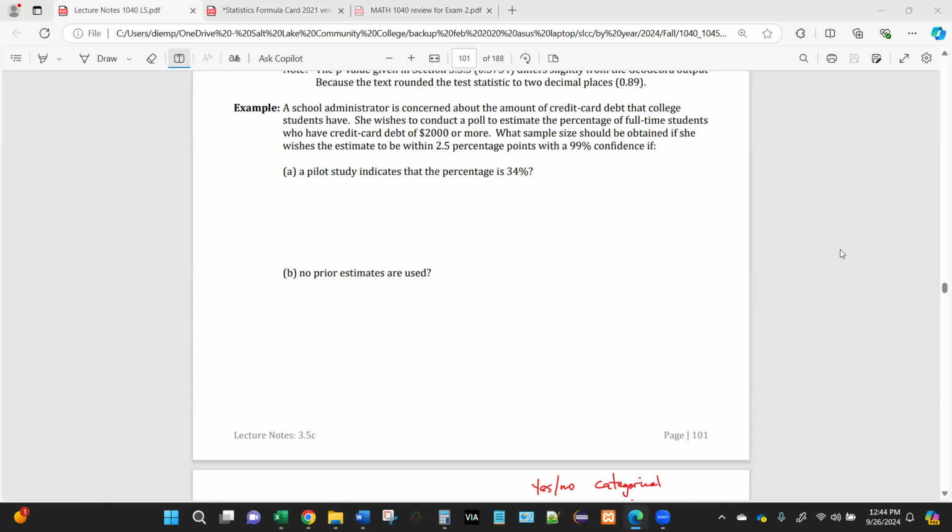Okay, so there's two cases we're going to look at. Case one, where she has a pilot study. Case two, where there's no pilot study. What's a pilot study? A pilot study is a quick, maybe smaller kind of study that's done to give you an idea of what's going on before you do a more formal research project. So let's say that there's a pilot study out there that's already estimated P to be about 34%. So in other words, we have a prior estimate.